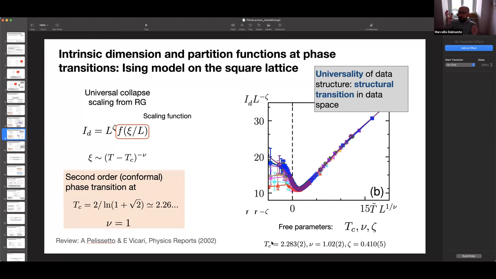So if you want, it's like when you look at ice, when it melts, we think about ice as a transition. And the point is, if you try to reformulate ice in a data space, which is a very abstract object, well, ice also melts in data space with the same critical exponents.